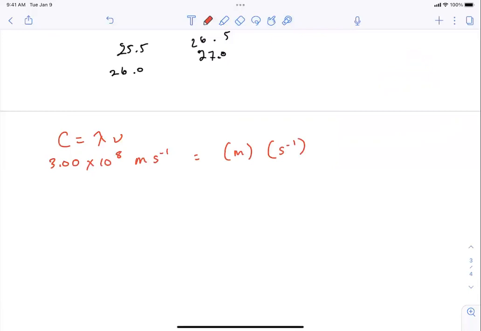Okay, so please make sure that you're plugging in values right for this. Seconds to the -1, I should say, also is hertz. So if you're looking at problems and sometimes they write it in hertz, that's the same thing.